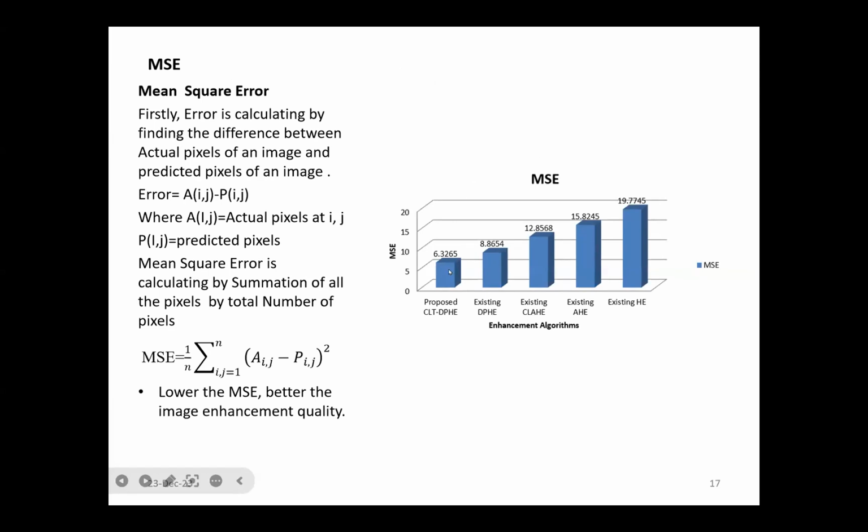As I have told you, we are comparing with these algorithms. Here this bar chart shows the proposed CLT DPHE method, and the mean square error is 6.3265. So we have compared with the other methods, and it is less than the other enhancement algorithms.